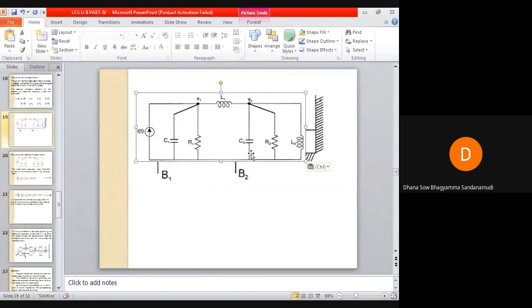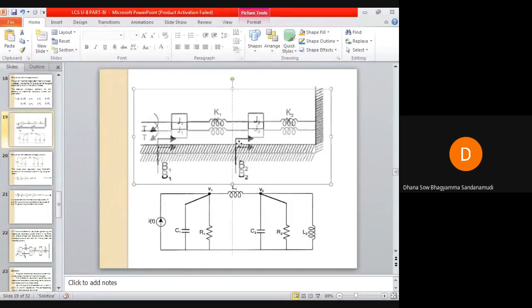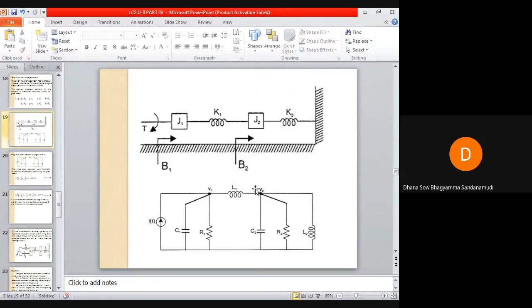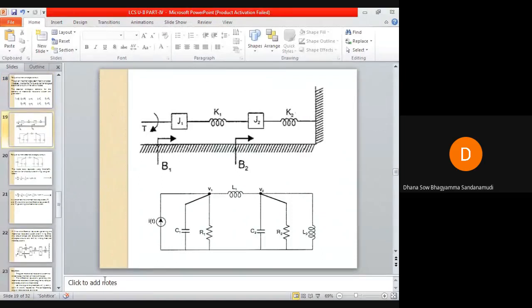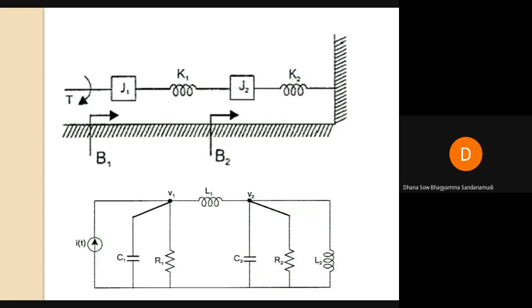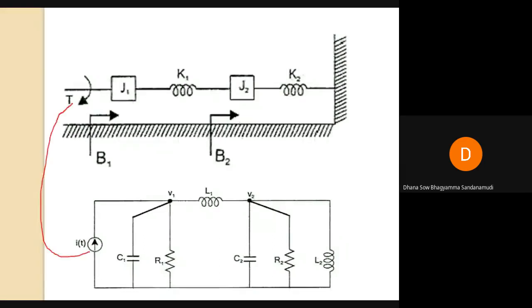Okay, now, what is analogous to what? Torque is analogous to I of t. I will increase the volume. Since torque is analogous to I of t, initially draw the current source.